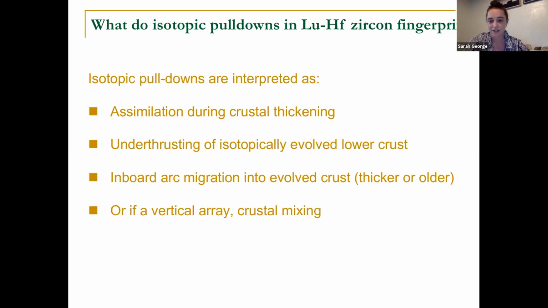So sometimes they're interpreted, as Christian offered, as assimilation during crustal thickening. It can be driven by underthrusting of isotopically evolved lower crust, so into those melt fertile regions under, say, an arc. The inboard migration of an arc into a more evolved crust, and that could be a thicker crust or an older crust, or just these vertical mixing arrays that we've already seen. So I'm going to show you examples of each one and try to tune your eye to why people are invoking different mechanisms.